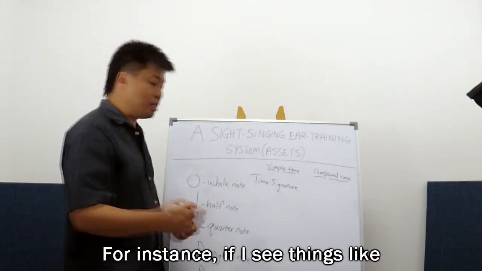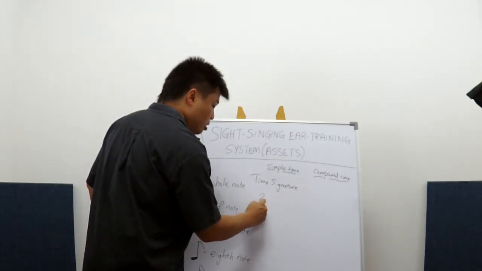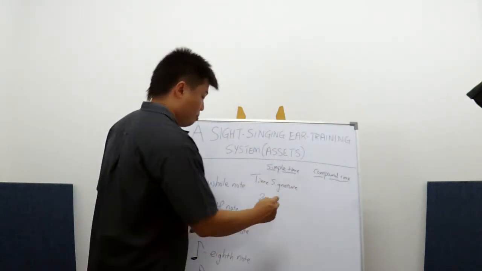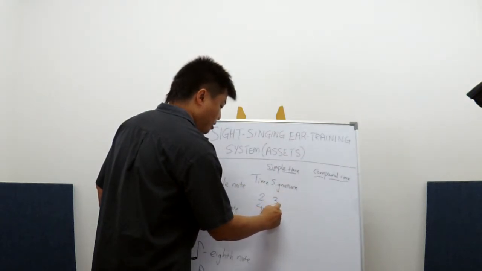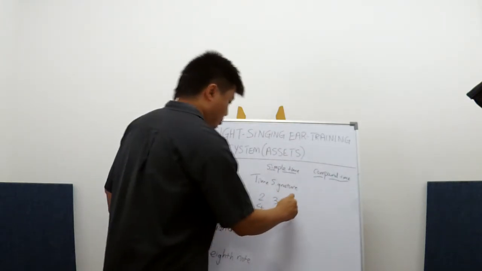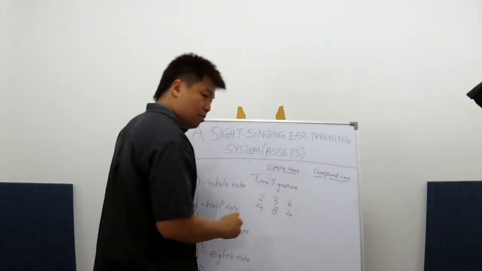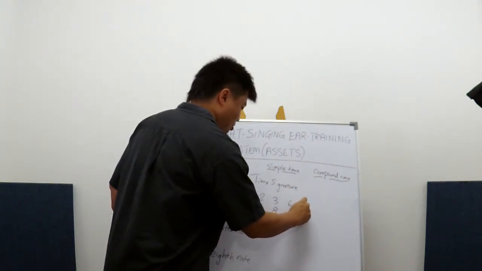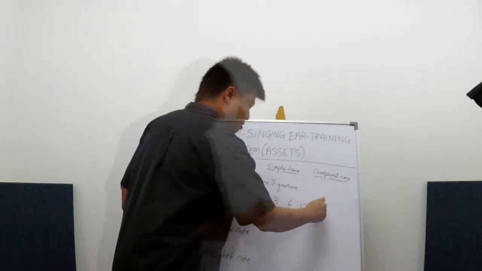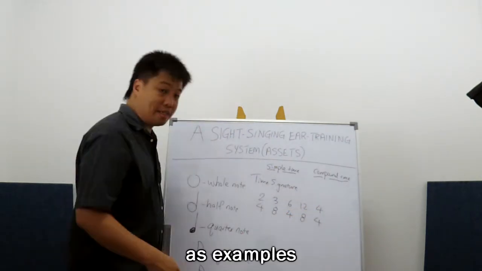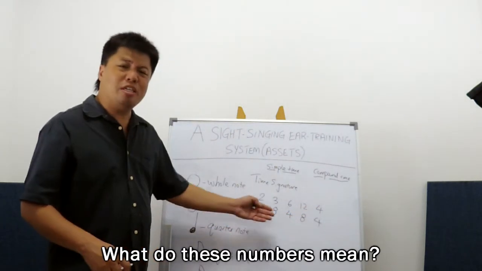For instance, you might see things like 2-4, 3-8, 6-4, 12-8, and 4-4 as examples. What do these numbers mean?